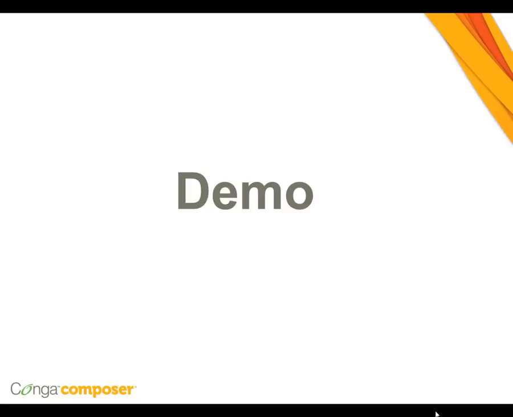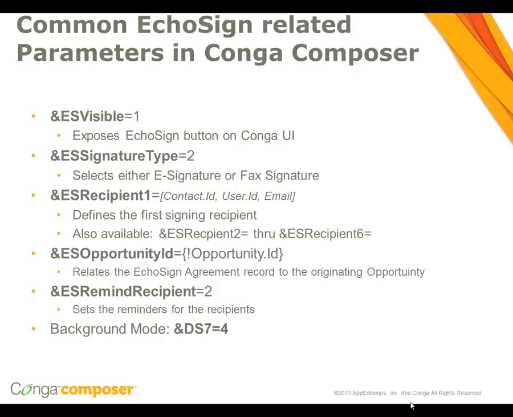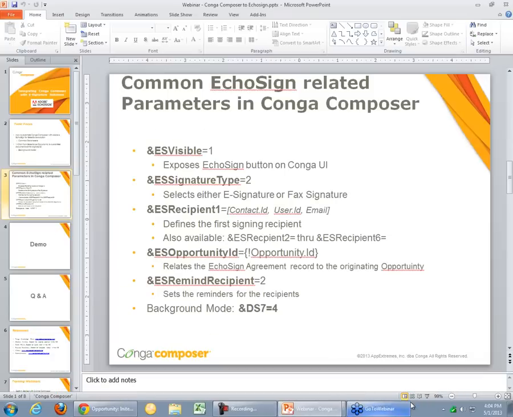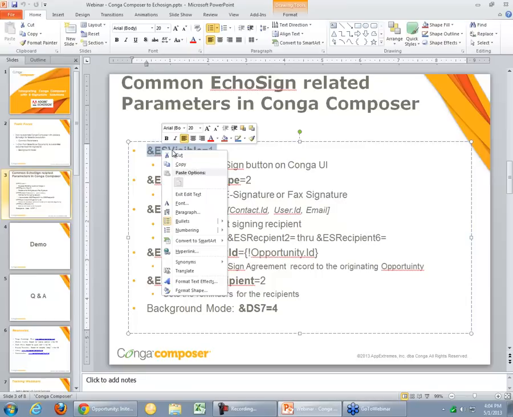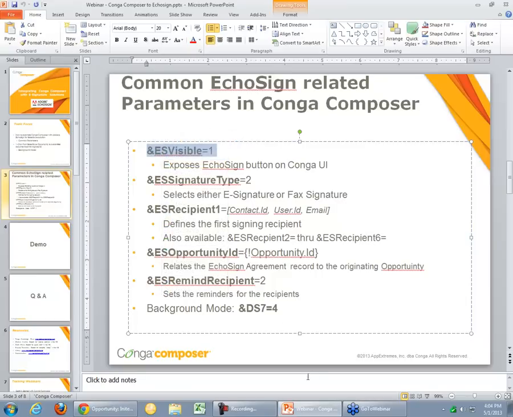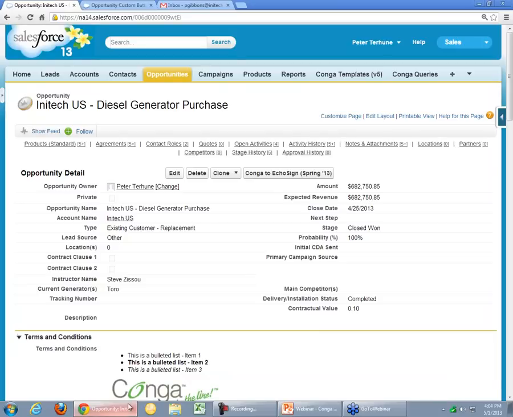So we're going to go ahead and proceed into a demo. And I'm going to return to this list of parameters a little bit throughout our call today. But we'll see how these work in tandem. So I'm quite literally going to copy this text right out of my presentation and go into Salesforce.com. Over here in Salesforce, I've created a button using Conga Composer on our opportunity. This button is called Conga to EchoSign for Spring 13.